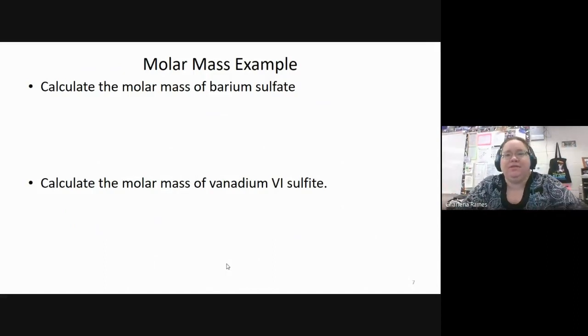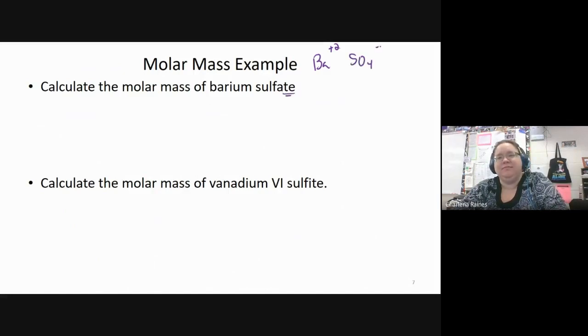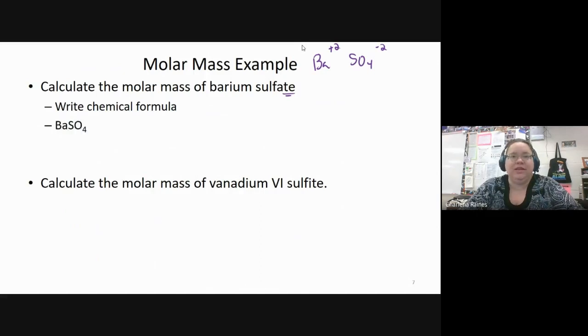So barium sulfate, look at the periodic table. Barium is a +2. My cheat sheet, this ends in a T, tells me I'm looking at my polyatomics. SO4 -2 is sulfate. Well, these charges balance out. So I can reduce and swap and drop. I can just write the letters because they balance each other out. Either way, I get my chemical formula of BaSO4. It's the lowest ratio of atoms that make each other stable.